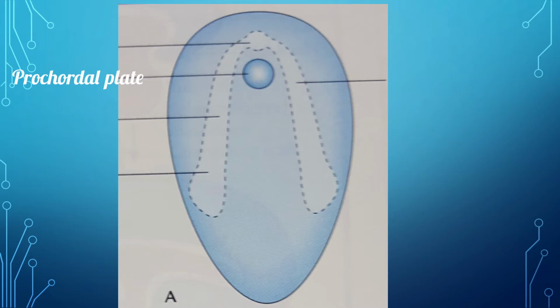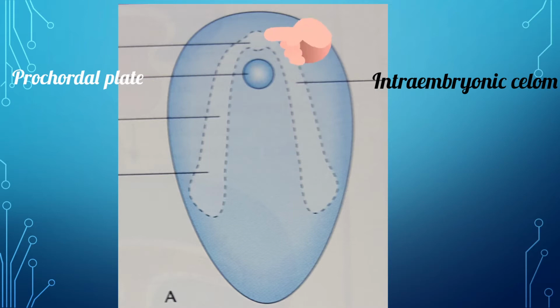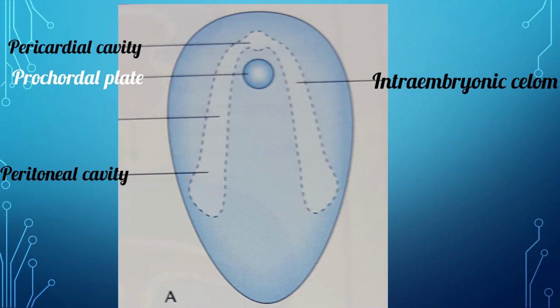A number of cavities appear in this lateral plate of mesoderm and they fuse together to form the intraembryonic coelom. This intraembryonic coelom is divided into three parts. The part anterior to the procordal plate is called the pericardial cavity. The left and right limbs are called the peritoneal cavity. The canals through which these cavities communicate are called pericardio-peritoneal canals.